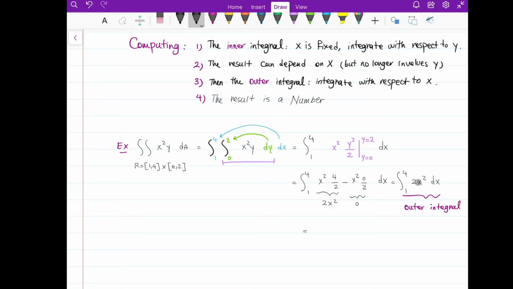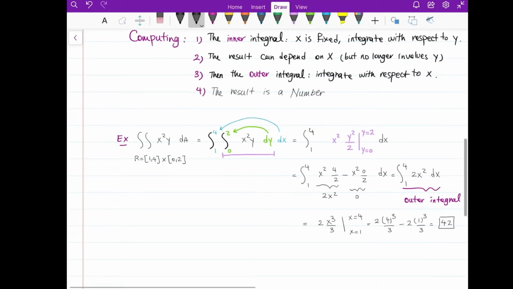What is the integral here? It would be 2x cubed over 3. x is from 1 to 4. Plug in 4, I get 2 times 4 cubed over 3 minus plug in 1, 2 times 1 cubed over 3. Do the calculation, the answer is 42. Okay, that's how we compute a double integral.